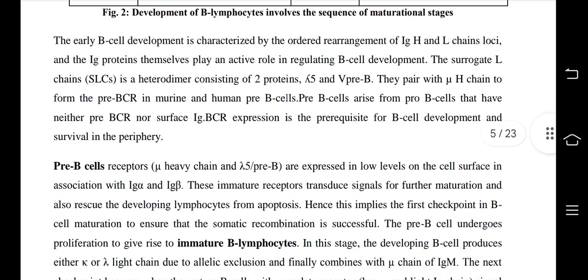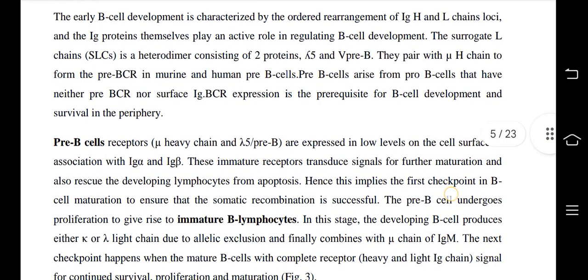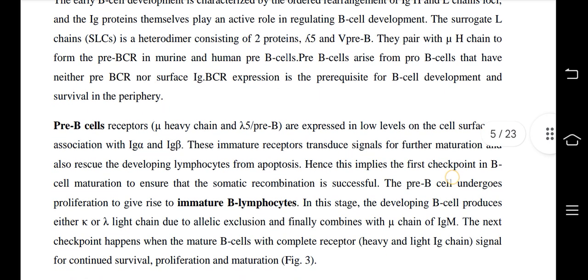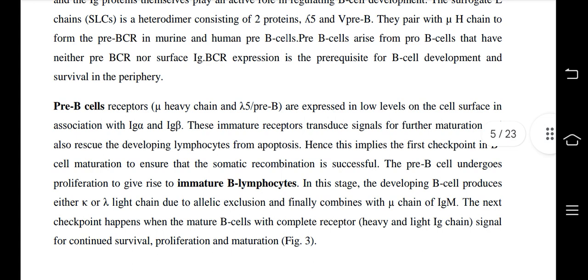The early B cell development is characterized by the ordered rearrangement of IgH and L chain loci, and the Ig proteins themselves play an active role in regulating B cell development. The surrogate L chain is a heterodimer consisting of two proteins, lambda 5 and VpreB. They pair with mu H to form the pre-BCR in murine and human pre-B cells. B cells arise from the pro-B cells that have neither pre-BCR nor surface Ig.